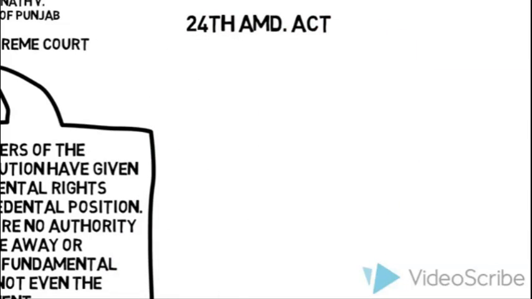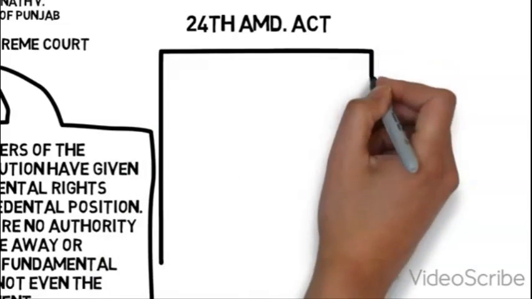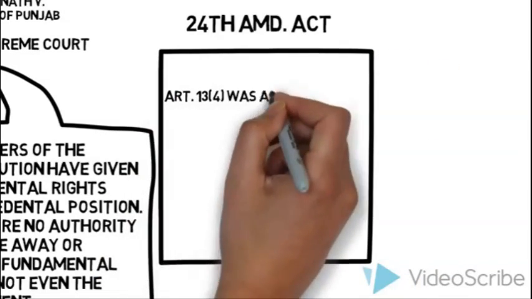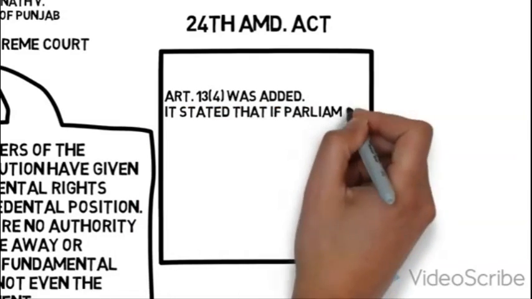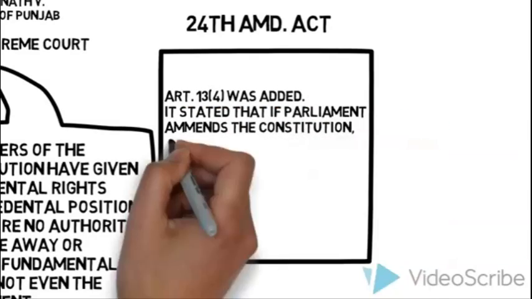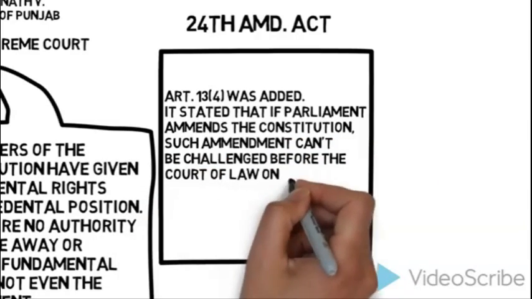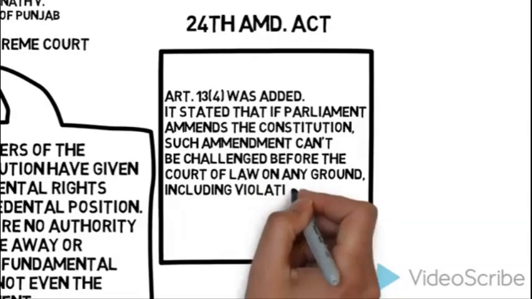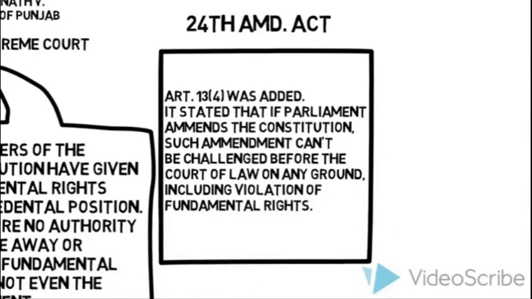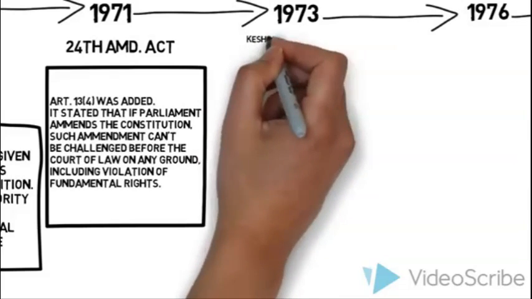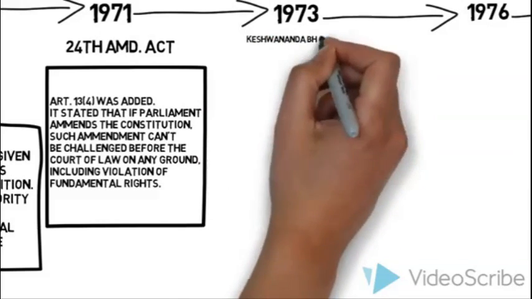By 1971, the government passed the 24th Amendment Act, where Article 13 Clause 4 was added. It meant if Parliament had amended the Constitution, such constitutional amendment cannot be challenged before the court of law on any grounds, including violation of fundamental rights. Here, a constant tussle can be seen between the Parliament and the judiciary to establish supremacy.